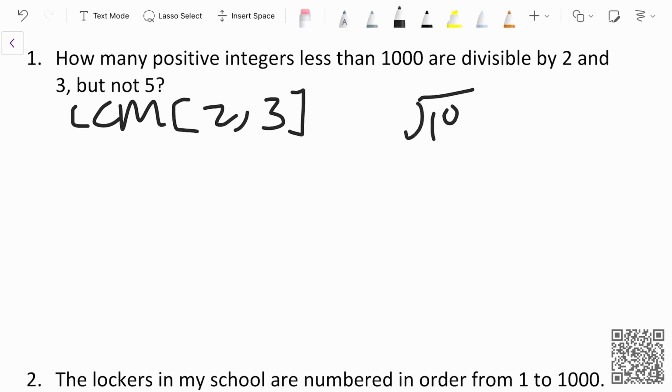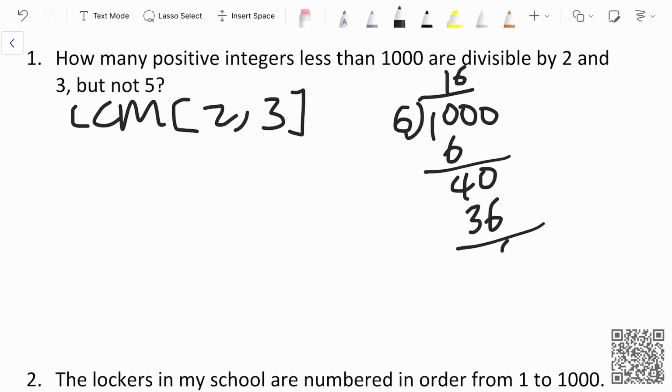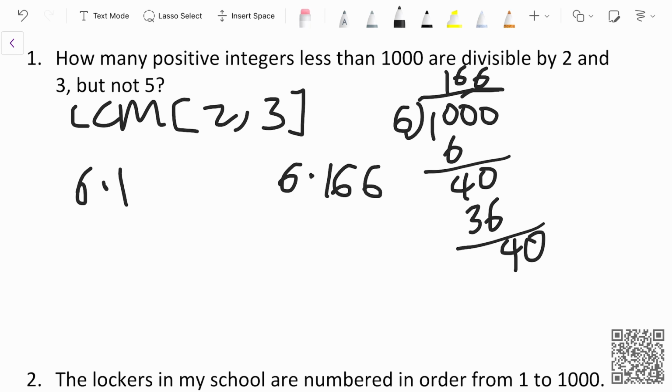You're going to divide 1,000 by 6. First 1, 6, 4, 0. You're going to get a 6, 36, then a 4. Move it down again, you get another 6. So basically, there are 166 numbers that are divisible by 6 that are less than 1,000. So there's 6 times 1, 6 times 2, up to 6 times 166. As you can see, there are 166 of them because 166 minus 1 plus 1 is still 166. We're not done yet though because we still have to filter it out for 5.